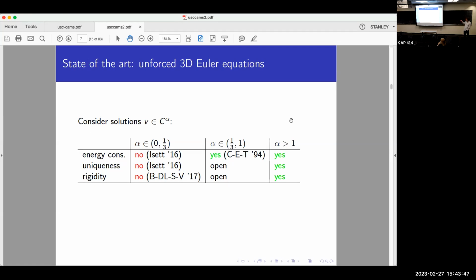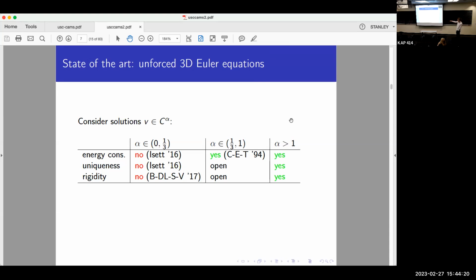So in the case of the Euler equations, let me just summarize the state of the art of what we know. These are the properties I stated at the beginning of what we know are true for classical solutions. Classical solutions we know conserve energy. They're unique and they have this rigidity property. So Isett, like I mentioned, resolved the energy conservation. So we know that there's no conservation below 1/3 and there's always conservation above 1/3.